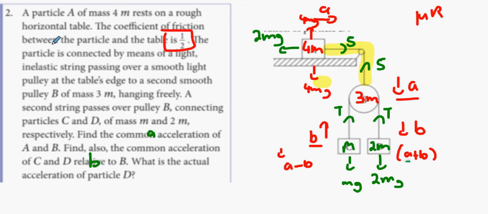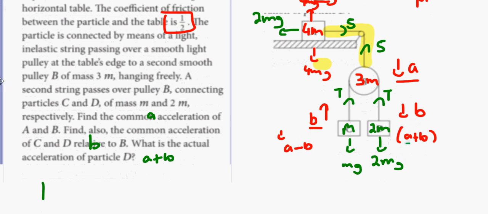If you reread the question, find the common acceleration of A and B. So the common acceleration is a. The common acceleration of C and D relative to B is acceleration b. And the actual acceleration of D is a plus b. We're next going to take the particle going to the right. We're going to take particle A.